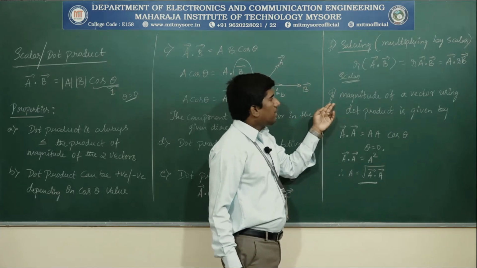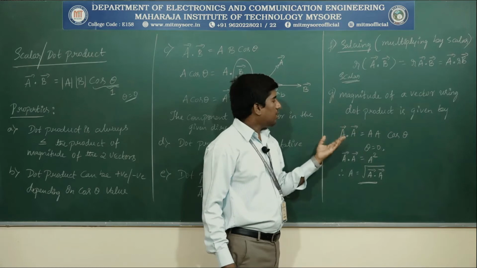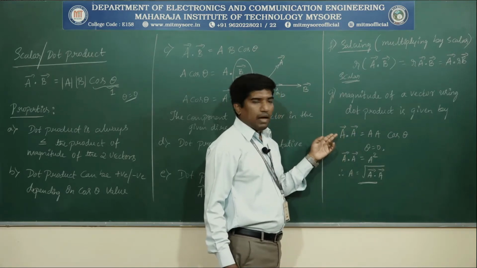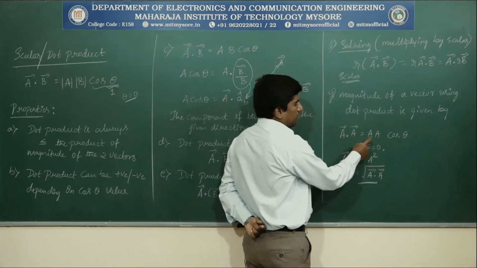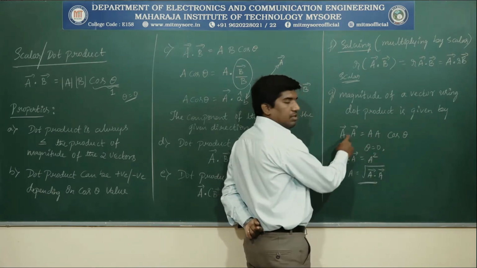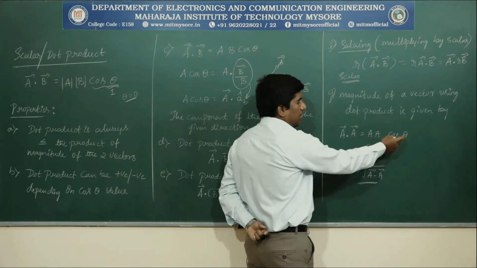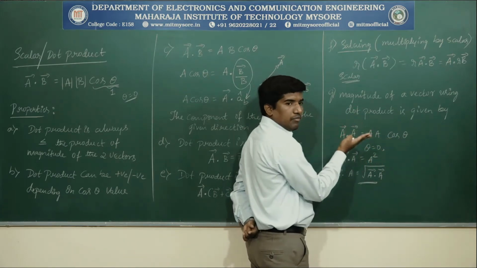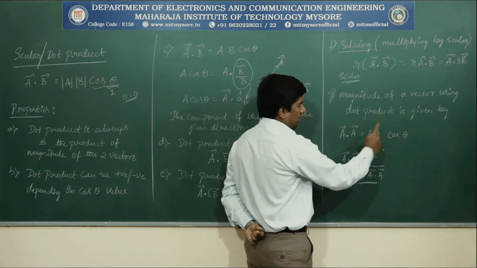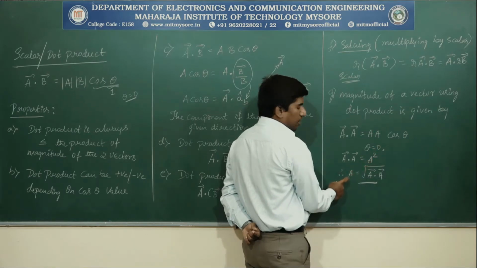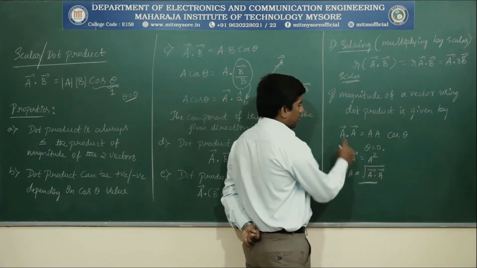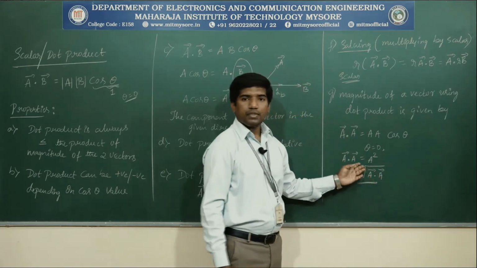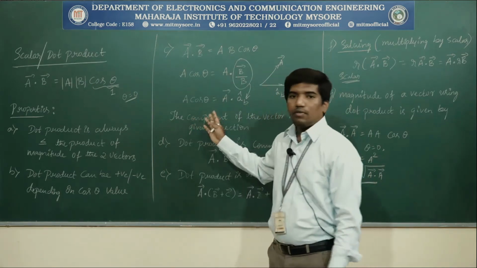Then coming to the next property, how to find the magnitude of a vector by using dot product. If we perform the dot product between the same vectors A and A, it can be written in this fashion. Since we are finding the dot product between the same vector, theta is always 0, the angle between the same vector is 0, hence cos 0 is 1, and A into A becomes A square. So what is the agenda? Obtaining A, that is the magnitude of the vector. If we solve this equation, A is equal to the square root of the dot product between these two same vectors. These are the different properties of dot product.